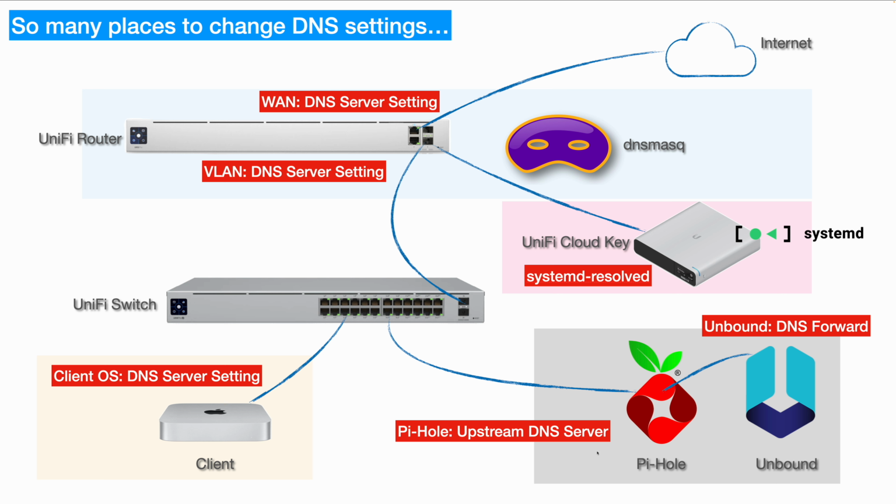To make things even more complicated, some people will run Pi-hole to provide DNS name resolving. You need to set the upstream DNS server in Pi-hole, or some people will even run Unbound, and then in Unbound you need to configure the DNS forward. So these are just several examples of where you can make DNS server settings. In this video, let's explore several selective scenarios.